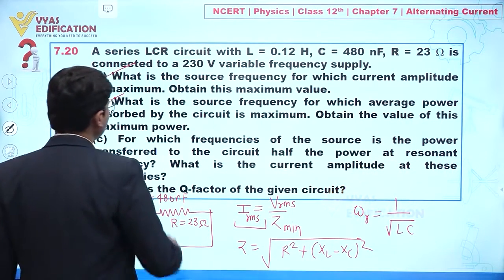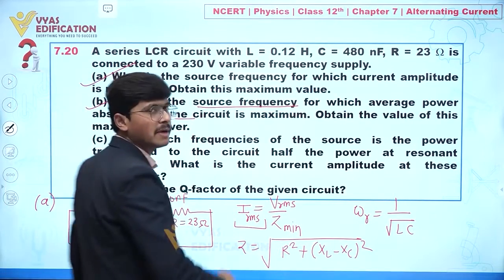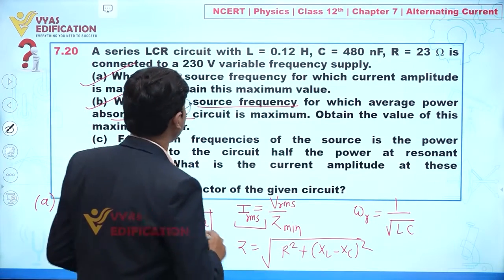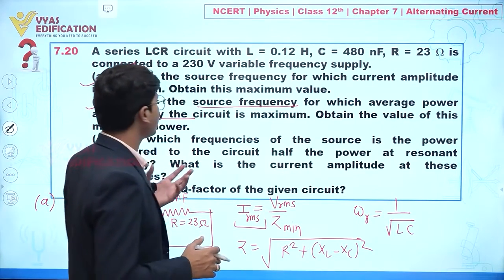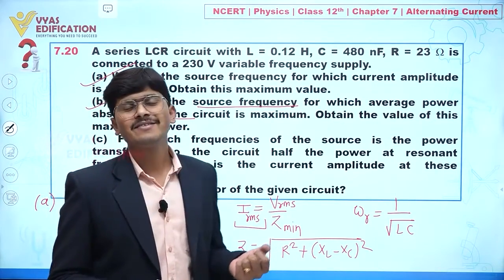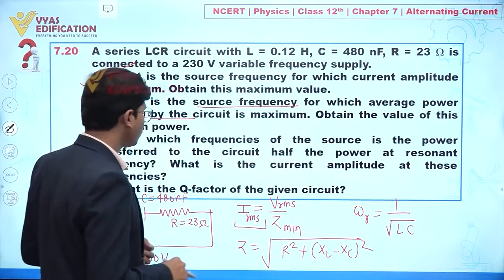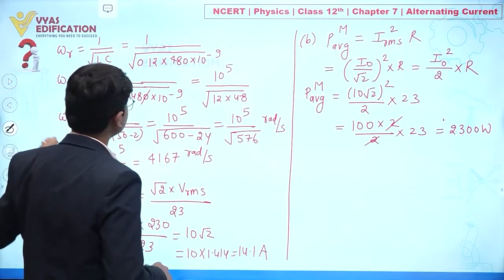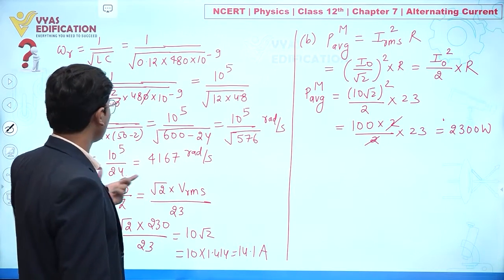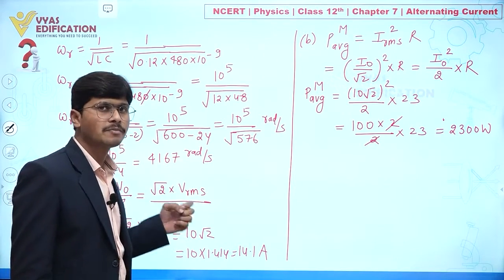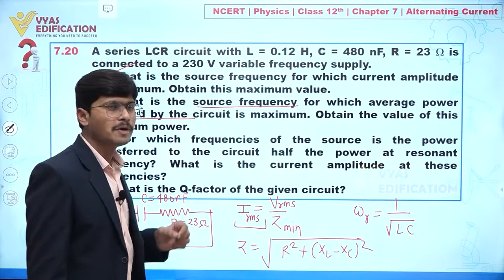Now we also have to write the source frequency for which the average power is maximum. The source frequency at which the average power will be maximum is the resonant frequency, and you know the resonant frequency value very well. The resonant frequency omega r is 4167 radian per second. So this is all about part number B.